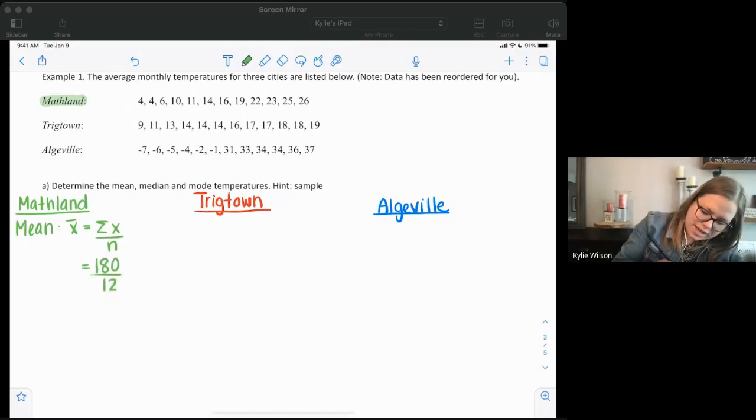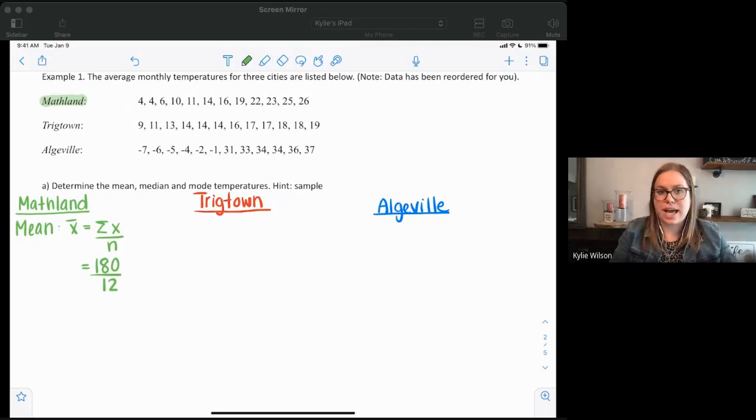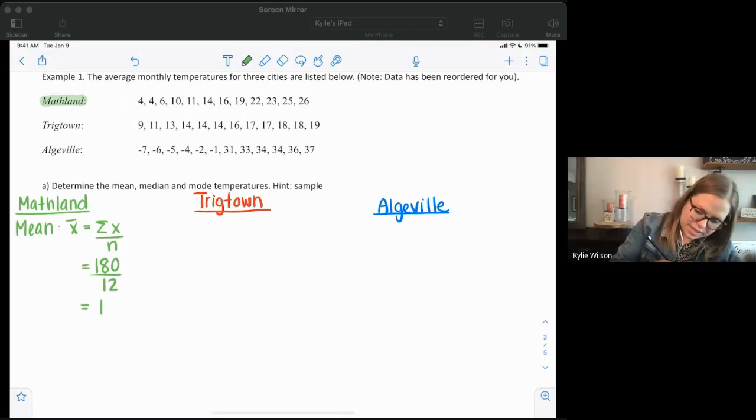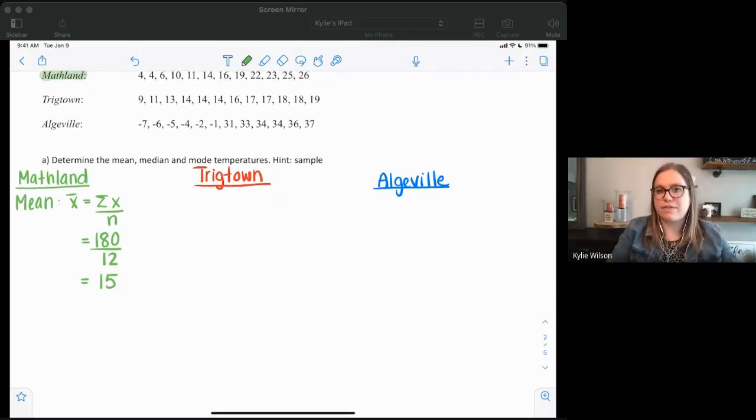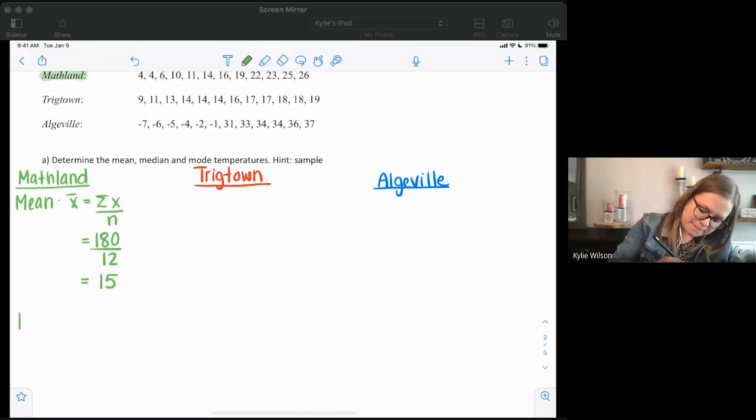And I divide that by how many data points I have, which is 12, which makes sense because they're the average temperature each month for an entire year. So it makes sense that we have 12. Then I just divide those and I have an average yearly temperature of 15. Now I also need to find the median.